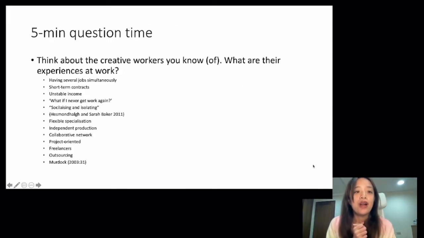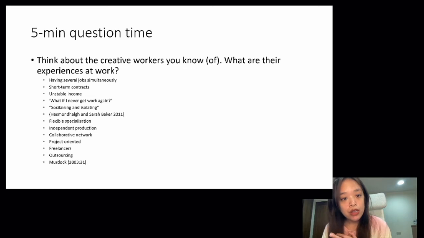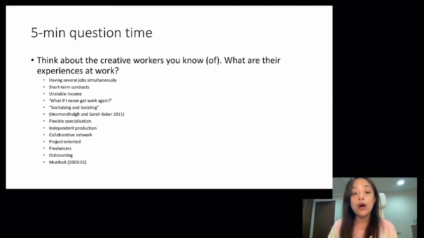Now we are having our first discussion of the day, and I will give you five minutes to think about it, or if you want to, you can comment and write something on NTU Cool. I would like to invite you to think about the creative workers that you know or know of. What are their experiences at work? We have just discussed quite a lot of what other people, what the scholars, say about their circumstances at work.